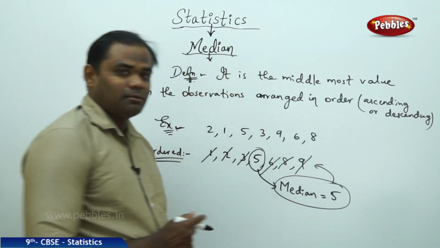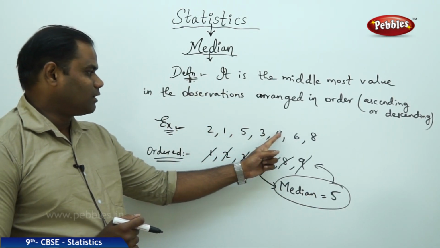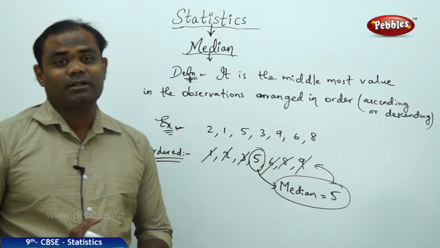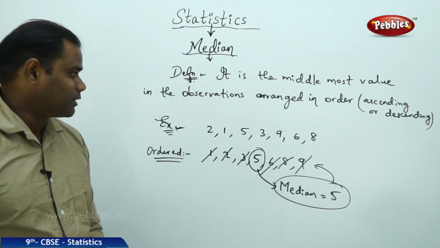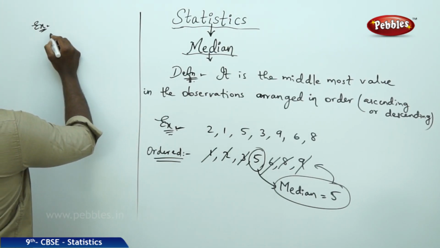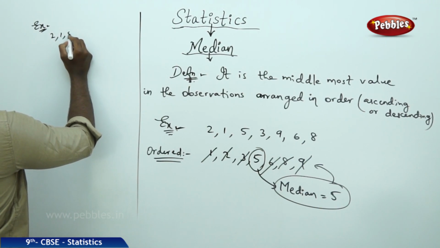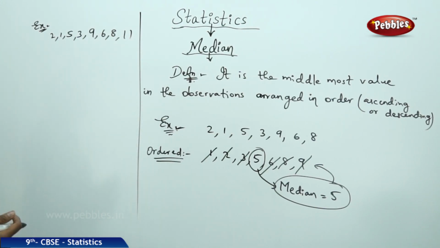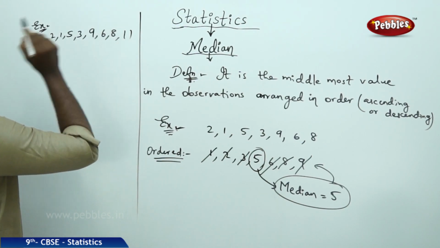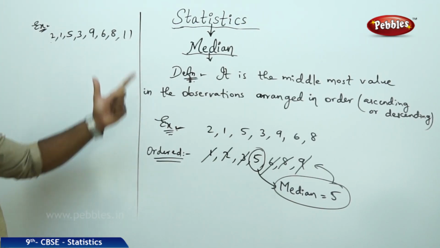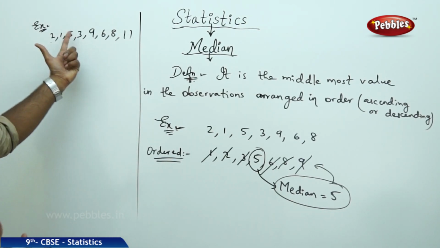Now here, if we count the number of observations, 1, 2, 3, 4, 5, 6, 7, when there are 7 observations, then there's only one middle value. But if we have, say, 8 observations, for example, I take the same example problem, 2, 1, 5, 3, 9, 6, 8 and 11. I have an additional observation: 1, 2, 3, 4, 5, 6, 7, 8. Now this 7 observations is added up with the 8th observation 11, and let's see how the median is understood for this.